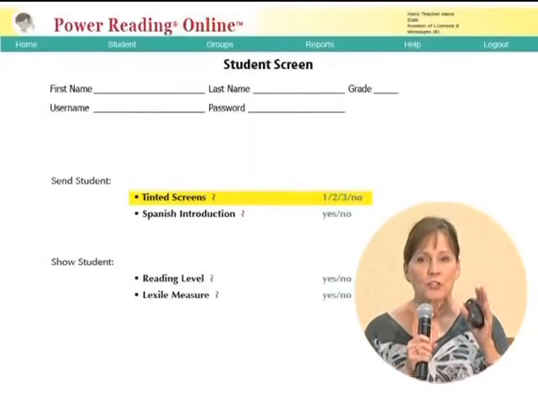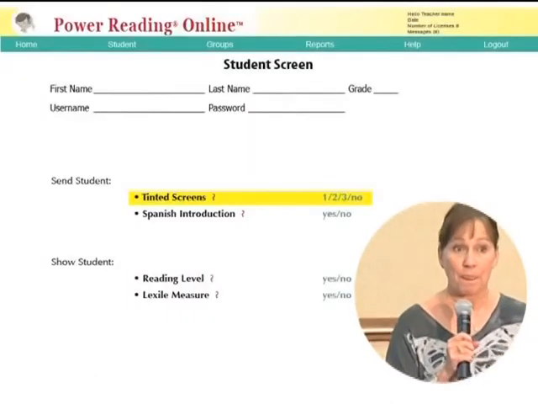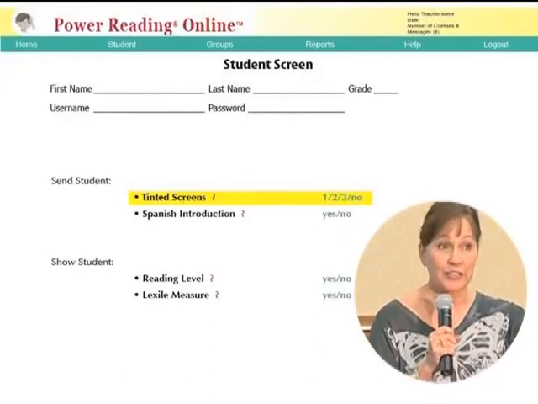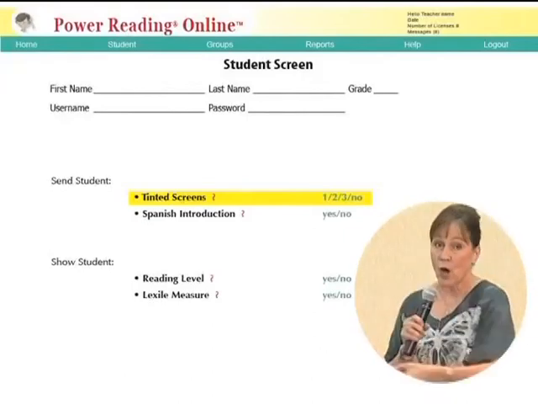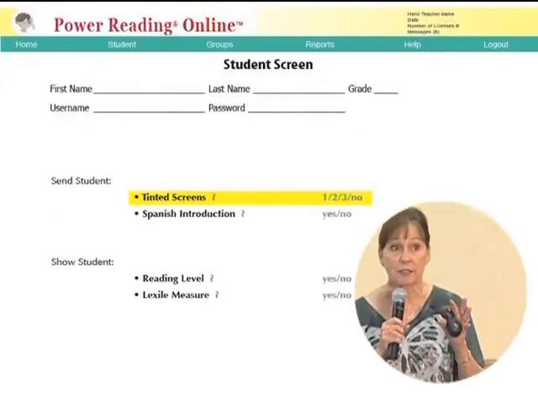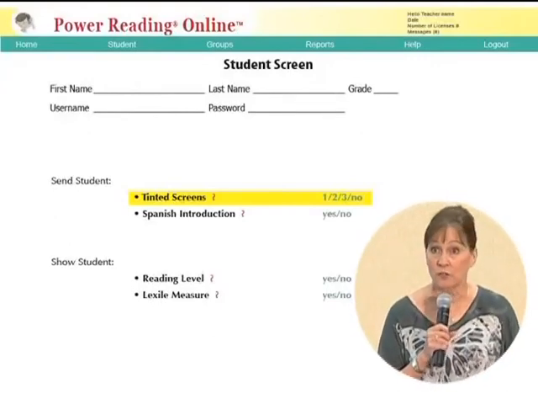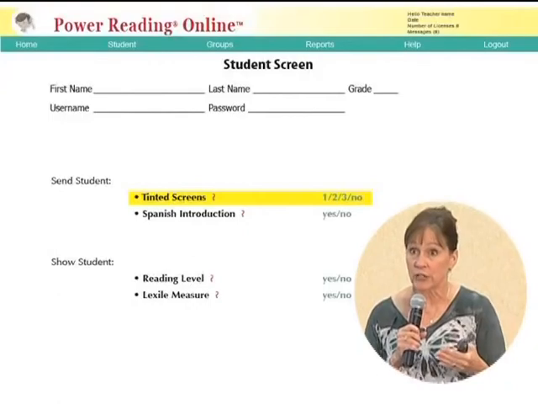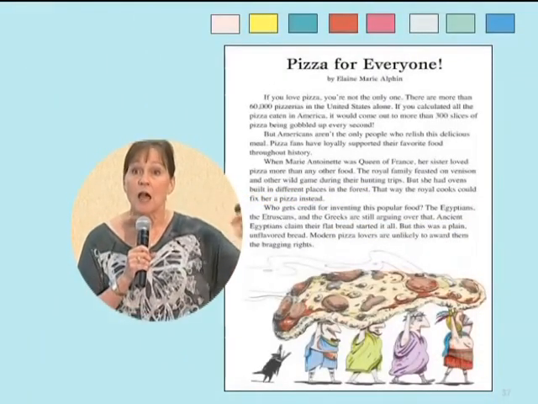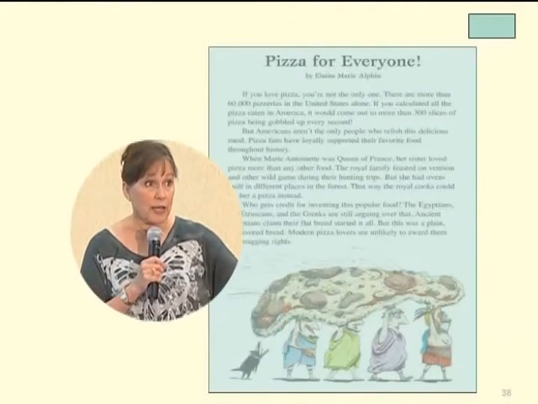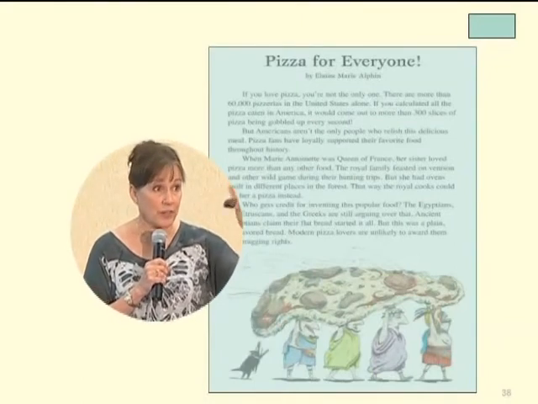When you turn on your computer as a teacher and you fill in your student data, you have your student's name. Now, what do I want to send the student? Do I want to send the student tinted screens to be used? If they're using a colored overlay and benefit from it, they need a tinted screen. So that will give you access to send them some colors. They will experiment with the colors, and when they find one that they think works, then they will use that color.